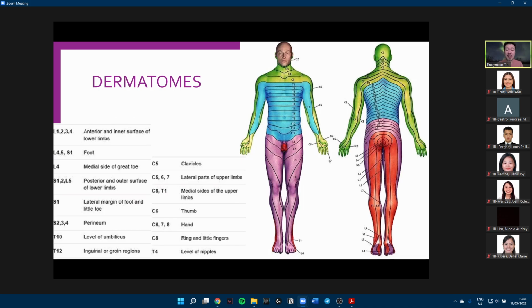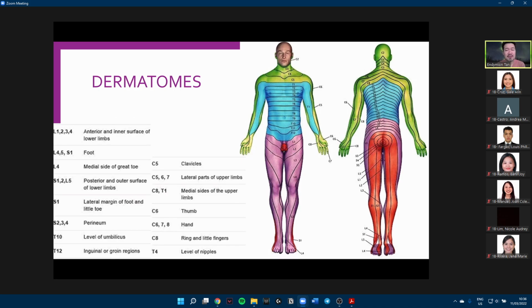Again, L1, L2, L3, the anterior thigh and leg. L4, the middle aspect of the foot and the big toe. L5 is the dorsal aspect of the foot. S1 is the plantar aspect of the foot. S2, S3, S4 will be your perineum.